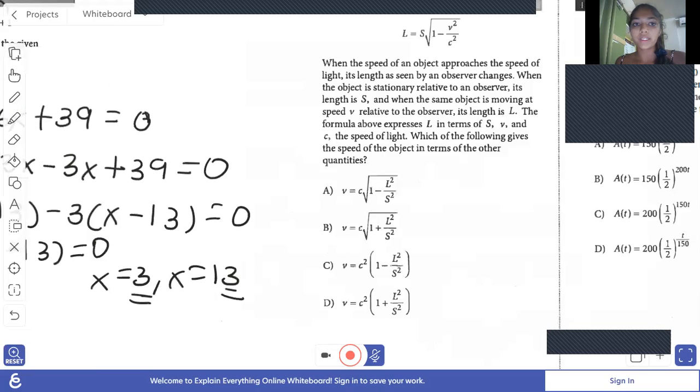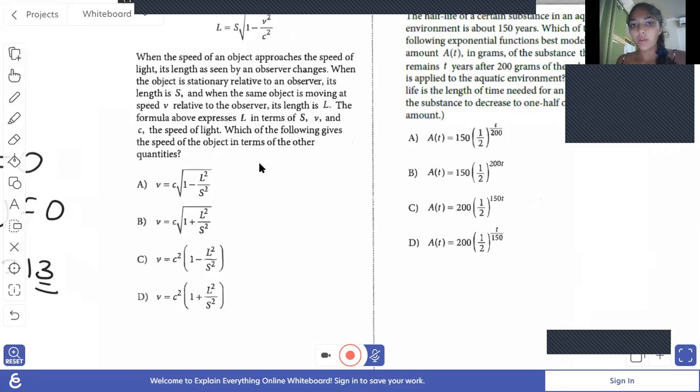Okay, question 14. When the speed of an object approaches the speed of light, its length as seen by the observer changes. The length is s when the object is at rest, and when the same object is moving at speed v, the formula above expresses L in terms of s, v, and c, the speed of light. Which of the following gives the speed? So basically we need to isolate this v here.